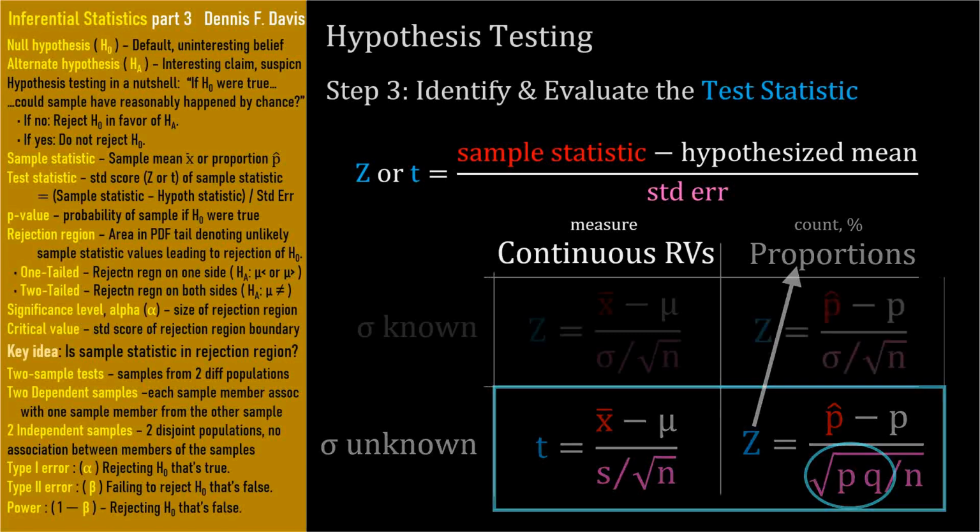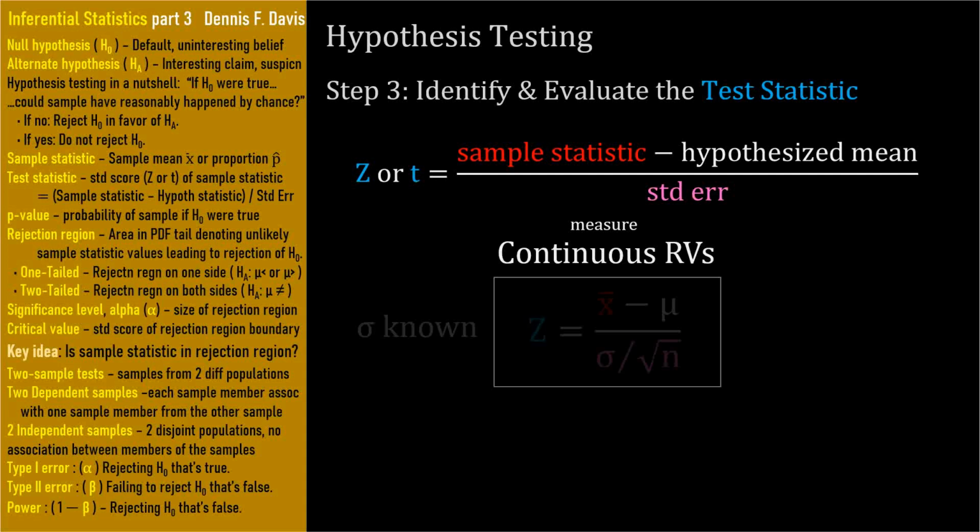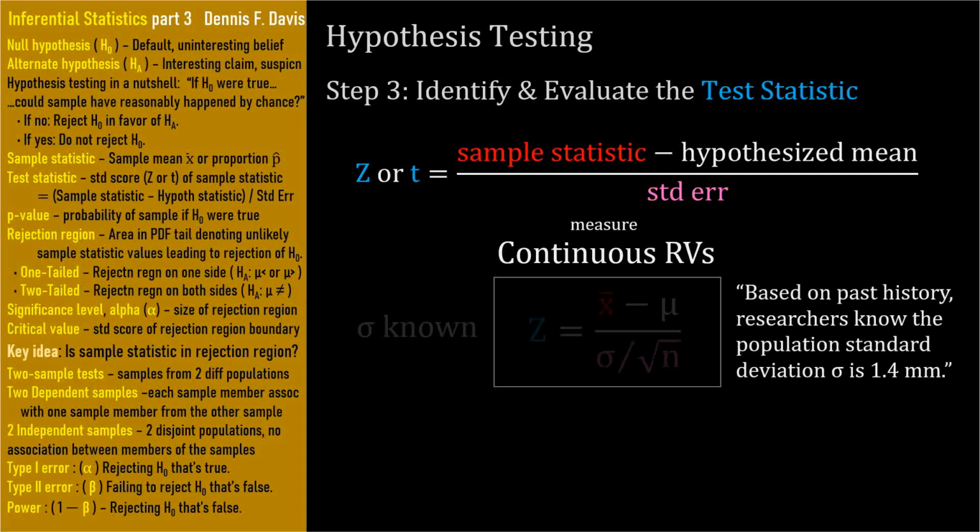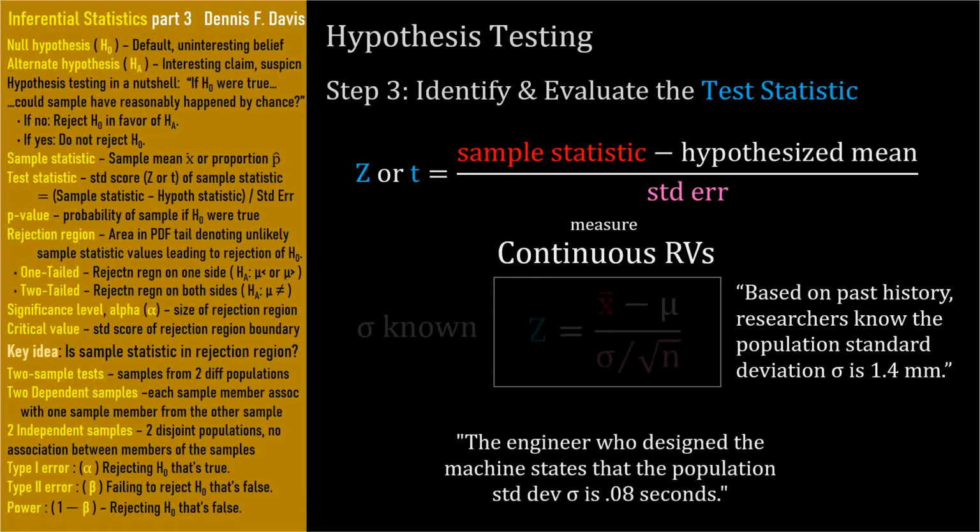It wouldn't be too unlikely in your class or textbook to be given a problem that includes a phrase such as, based on past history, researchers know the population standard deviation sigma is 1.4 millimeters, or the engineer who designed the machine states the standard deviation is 0.08 seconds. Then you'd know sigma and could proceed with the normal z-distribution.